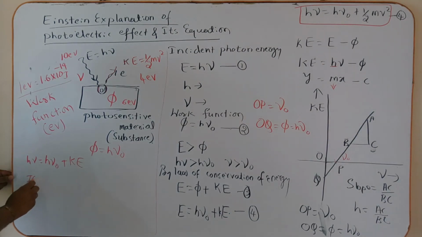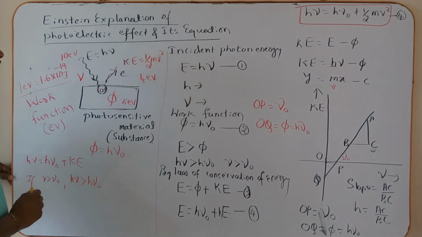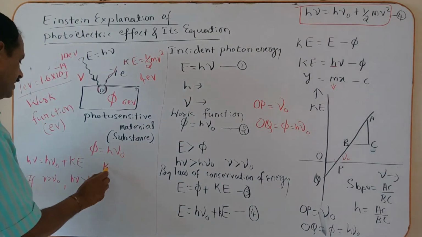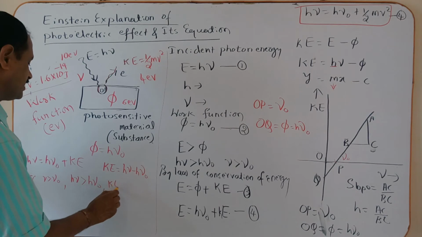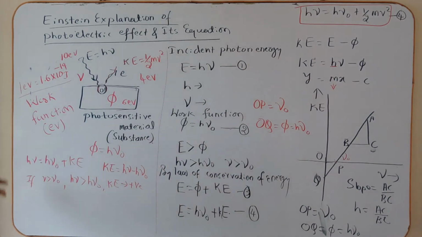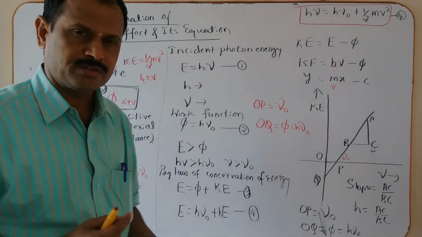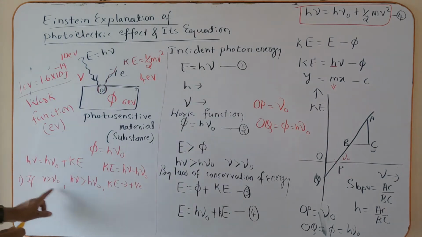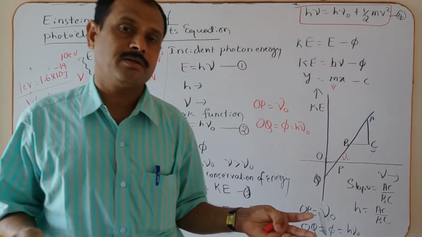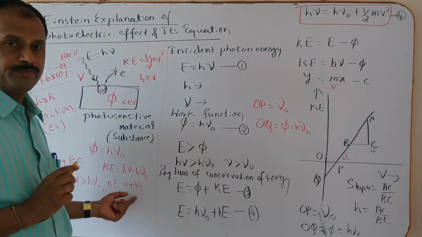First, if nu is greater than nu naught, then h nu is greater than h nu naught. According to this expression, kinetic energy is equal to h nu minus h nu naught, so the kinetic energy becomes positive. What is the meaning of this? If the incident frequency of light or photon is greater than the threshold frequency, then the photoelectrons are emitted and move with a certain kinetic energy. That is why the kinetic energy is positive.